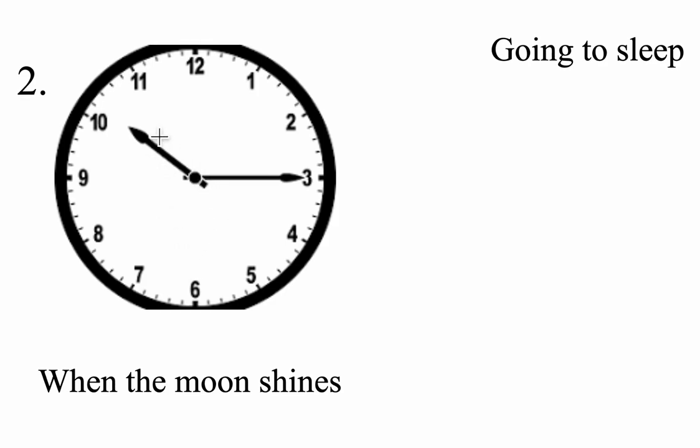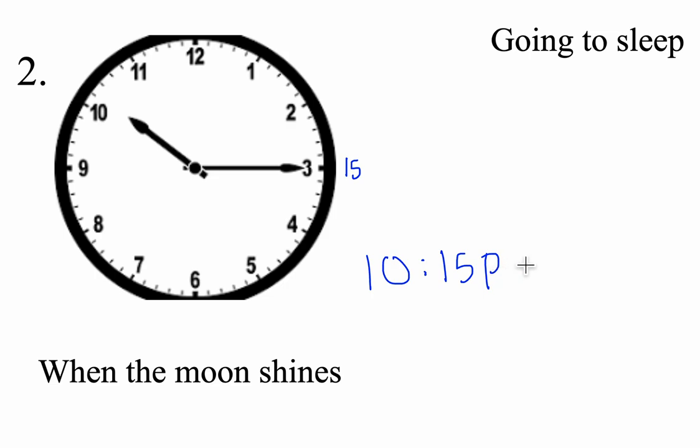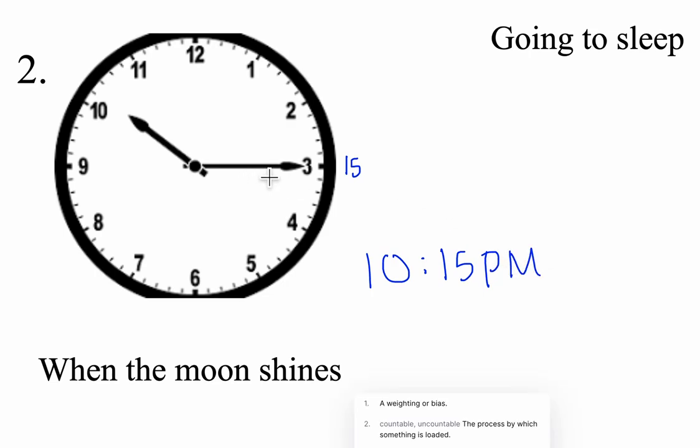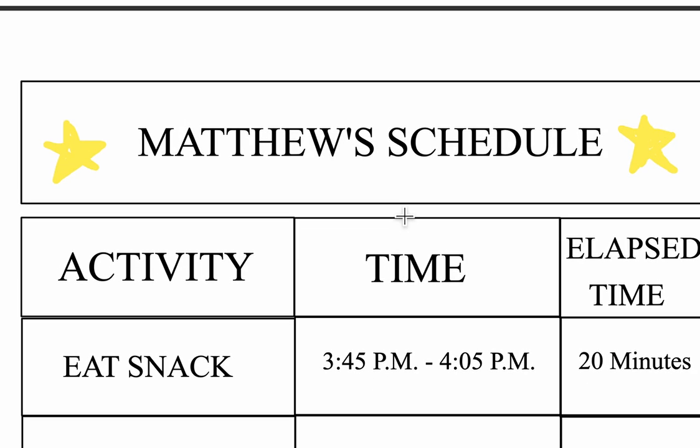Number 2. The hour hand is in between 10 and 11. So our hour is 10. And the minute hand is pointing directly at 3. So 3 times 5 is 15. So the minute is 15. And it says when the moon shines. So the moon comes out at night. So it's also going to be PM. Let's move on to the next section.